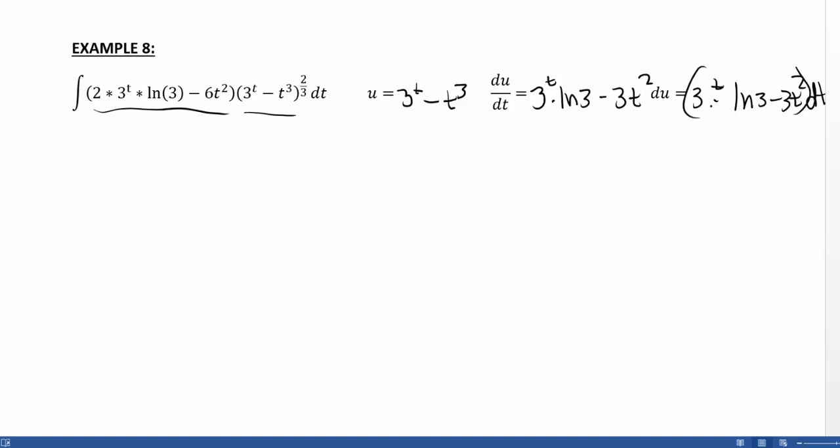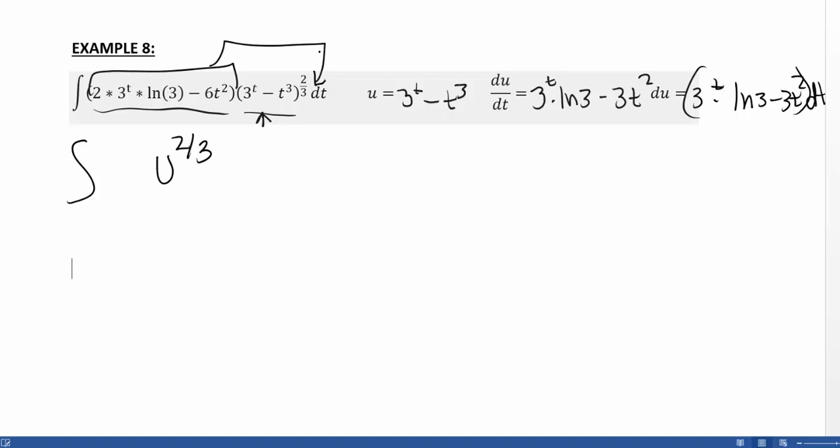So again, we want to start by substituting in our u. So our u is going to go in here into the parentheses, and we get u to the 2/3. Now we have to look at what's left. So we compare our parenthesis that's left with our du. So our parenthesis says 2 times 3 to the t times the natural log of 3 minus 6t squared. Looking at what we have left and looking at what's over in our du, I notice that it's only different by a factor of 2.